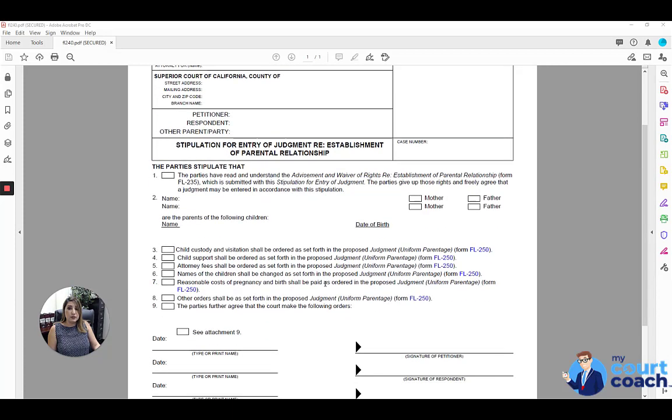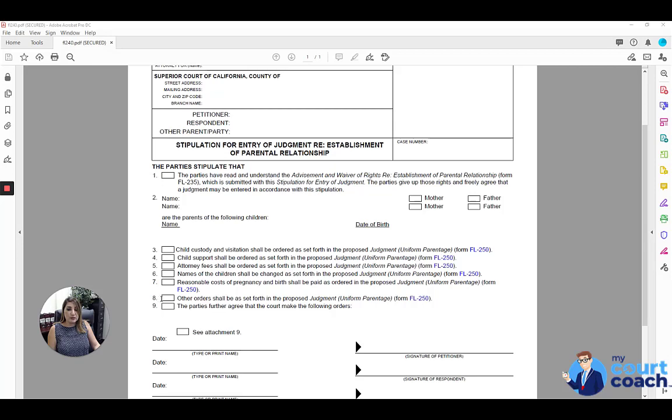If your proposed judgment includes child custody and visitation orders, mark box three. If your proposed judgment includes child support orders, mark box four. If your proposed judgment includes attorney fees orders, mark box five. If your proposed judgment includes name change requests for the minor children, mark box six. If your proposed judgment includes the payment for expenses related to the pregnancy and birth, mark box seven.